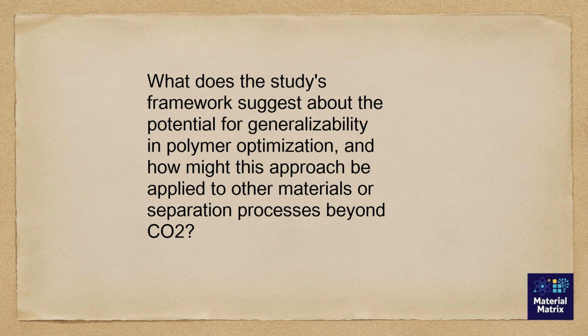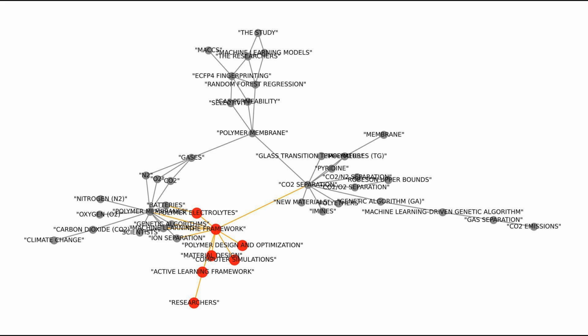What does the study's framework suggest about the potential for generalizability in polymer optimization, and how might this approach be applied to other materials or separation processes beyond just CO2? So the study's framework suggests that the approach used for optimizing polymer membranes has significant potential for generalizability across various materials and applications. Essentially, the methods developed here can be applied not just to CO2 separation, but also to other processes that require constrained optimization, such as designing membranes for ion separation or polymer electrolytes for batteries.